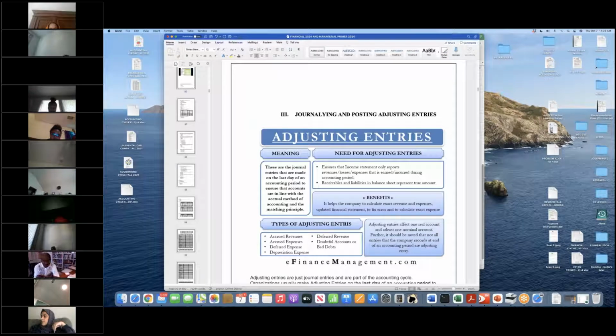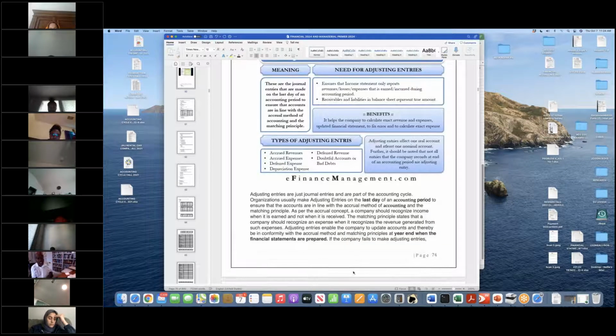Okay, so let's talk about adjusting entries. And we just talked about the rationale. Income statements have got to report revenues, losses, and expenses: revenue that's earned, losses incurred, and expenses incurred during the accounting period. And receivables and liabilities have to be accurate. And the types of adjusting entry: accrued revenue, accrued expenses, deferred expense, deferred revenue, we have depreciation, and we have doubtful accounts and bad debts. So several types there as we'll go through them.